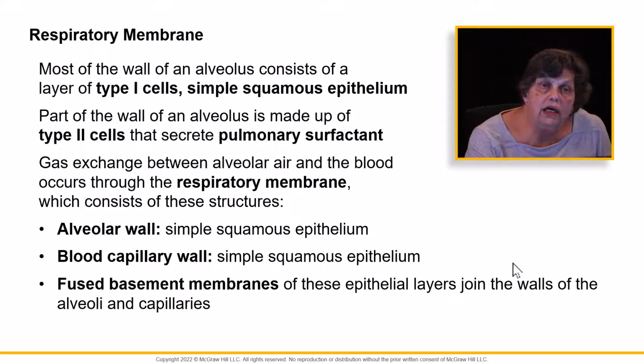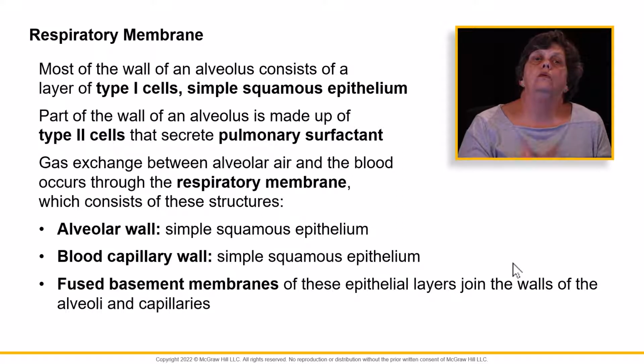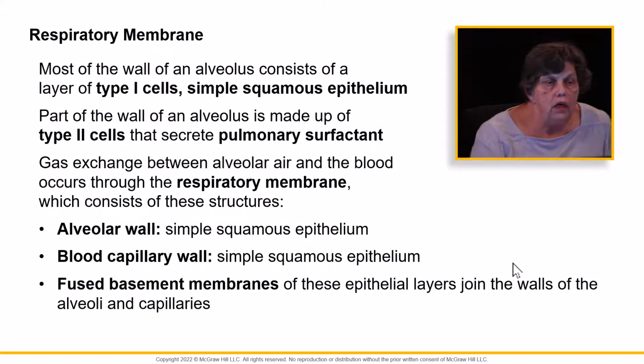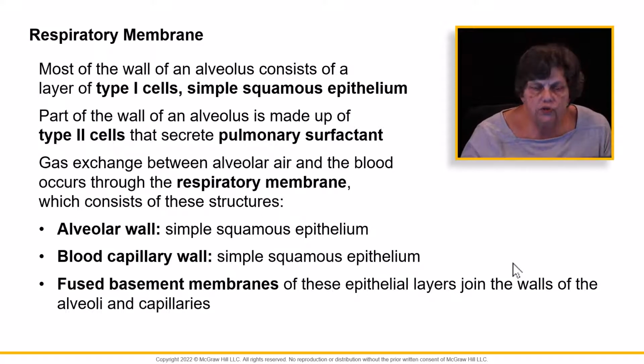And it has to be tiny because we got to get this oxygen and CO2 exchanged. So most of this wall is made up of simple squamous epithelium, very thin. And so those are called the type 1 cells. The type 2 cells are in the wall of the alveolus, secrete the surfactant that we talked about.